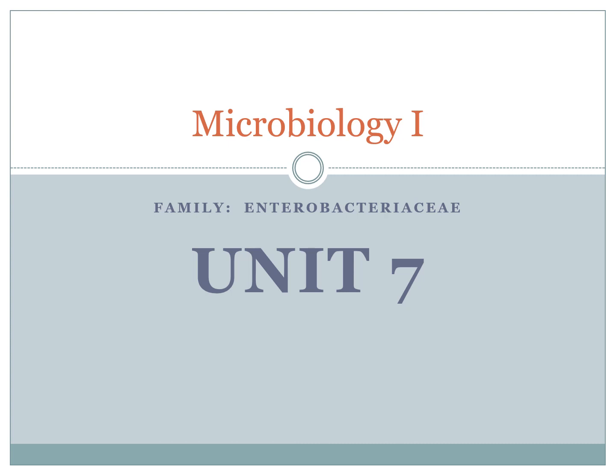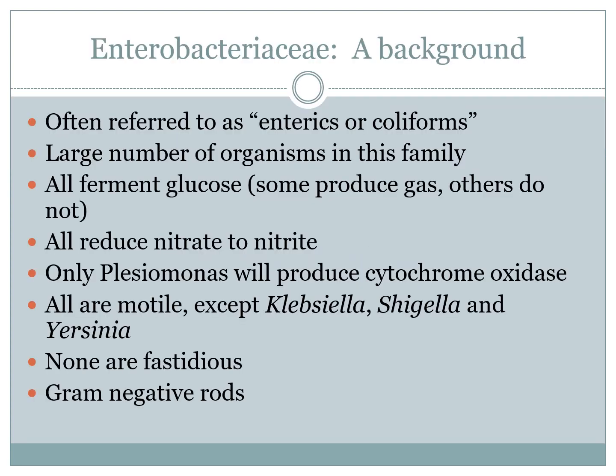Okay, it's time to move into our biggest group that we're going to talk about, the Enterobacteriaceae, or the Enterics. This is Unit 7. Let's go ahead and talk about some metabolic tests and how to identify our Enterobacteriaceae. Here we go. So enterics are often referred to as coliforms, and coliform is just a general term for enteric. A large number of organisms live in this family, and they're actually broken down into tribes, and we're going to talk more about that later.